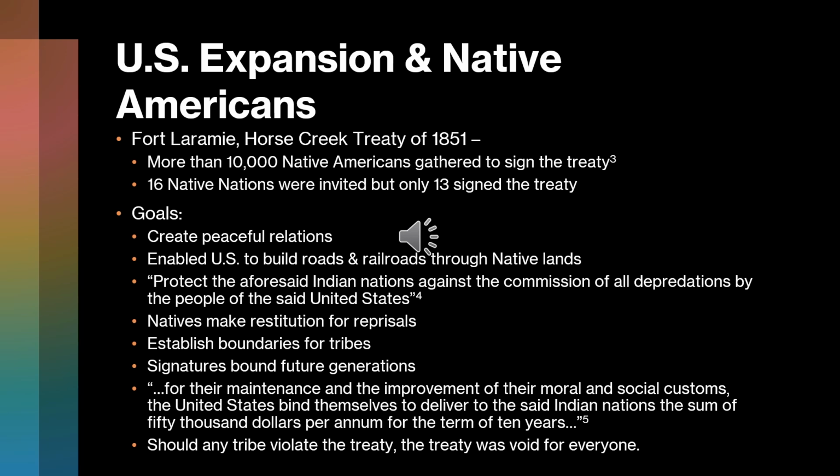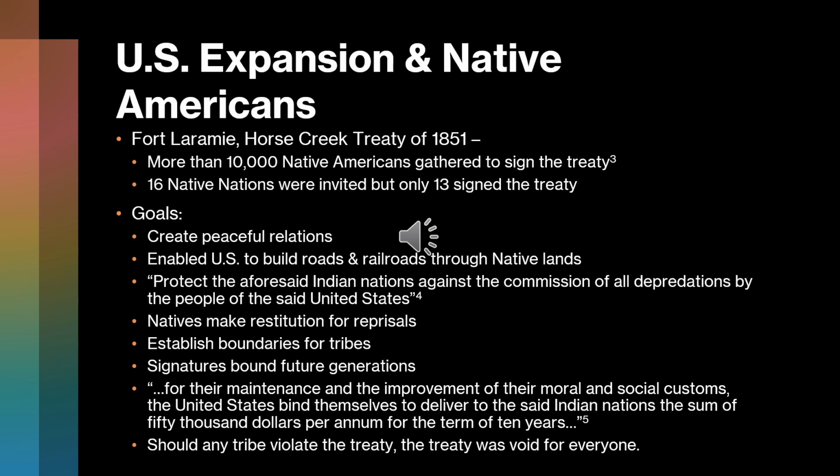So, to help curb these hostilities, the United States sent representatives to 16 Native nations throughout the Midwest and West and offered to sign a treaty. 13 of those tribes attended Fort Laramie, and they signed the Horse Creek Treaty of 1851. Now, this must have been a sight to see because outside of Fort Laramie in Wyoming, there were somewhere around 10,000 Native Americans from all different tribes.